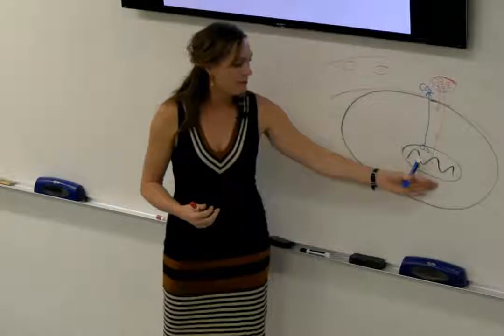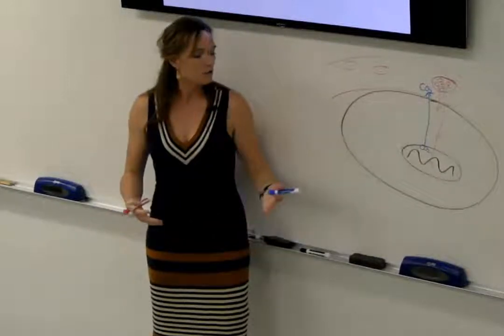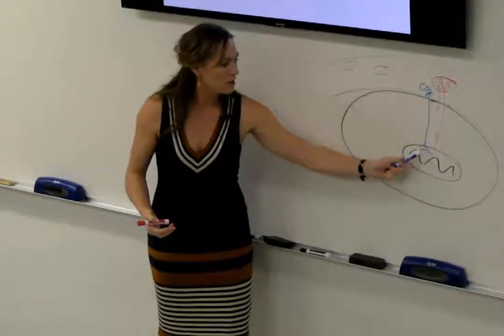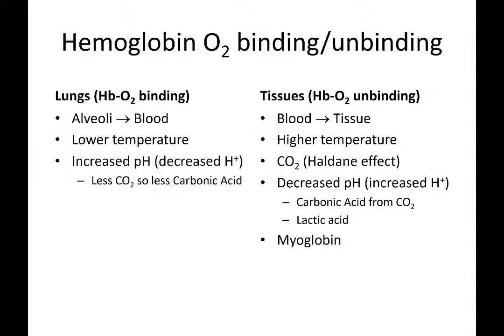If our cell is using more oxygen because it's maybe generating more ATP, not only does it need more oxygen, but it will produce more carbon dioxide. So you can see that it helps to serve itself. The more active that cell is, the more it's going to extract off of the red blood cell. So that's what this one is. That's called the Haldane effect.